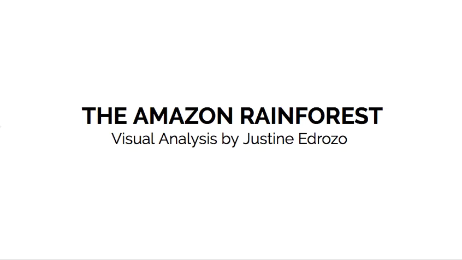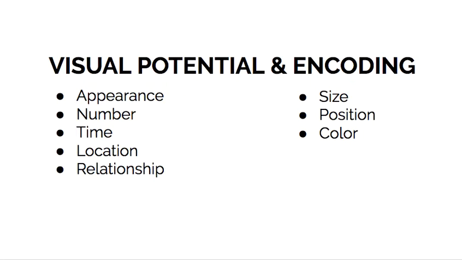Hi, my name is Justine, and I'll be walking you through a visual analysis of my infographic on the Amazon rainforest. It was inspired by my trip to Brazil this past summer. The first topic I'd like to cover is visual potential and the 5 different kinds: appearance, number, time, location, and relationship. I will also be talking about different types of encoding I've used in my displays.